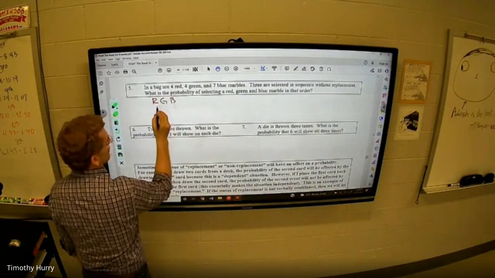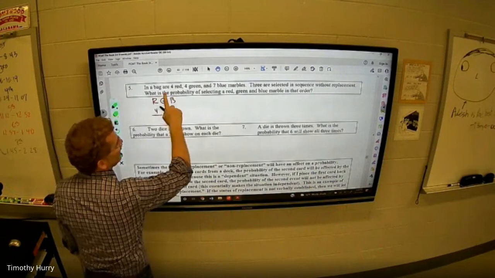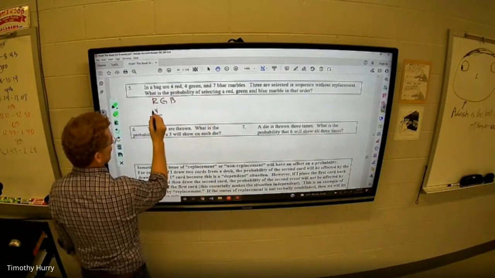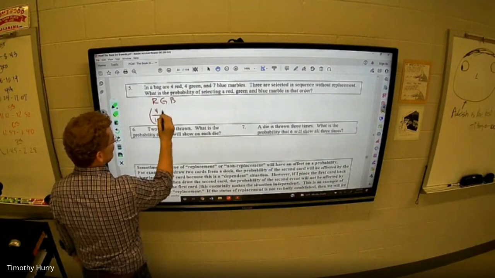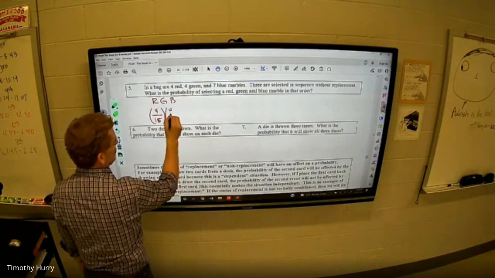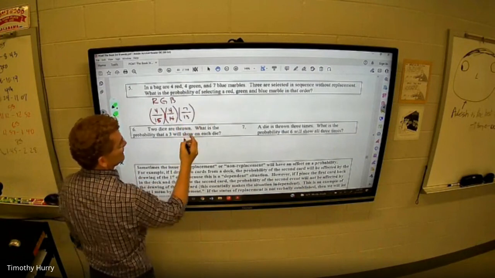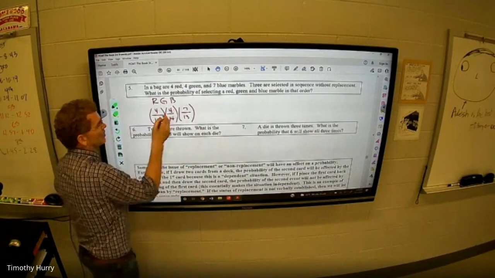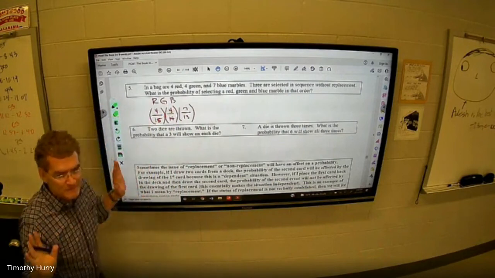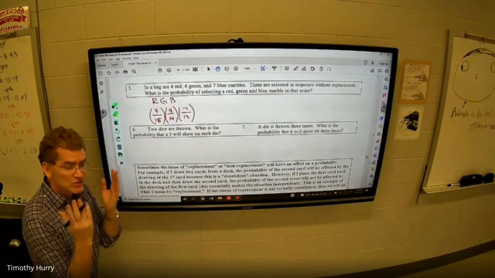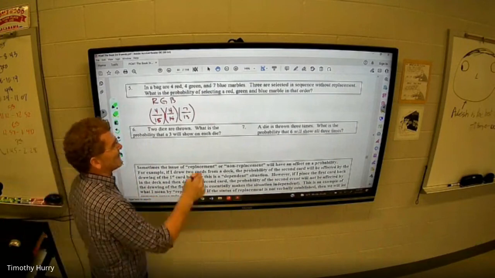So one way of doing it, and again, this is red, green, blue. I could say probability of getting a red is 4 out of 15. But then the probability of getting a green is 4 out of 14. And then the probability of getting a blue is 7 out of 13. But because it said in that order, I'm not going to count the other orders. I'm done.